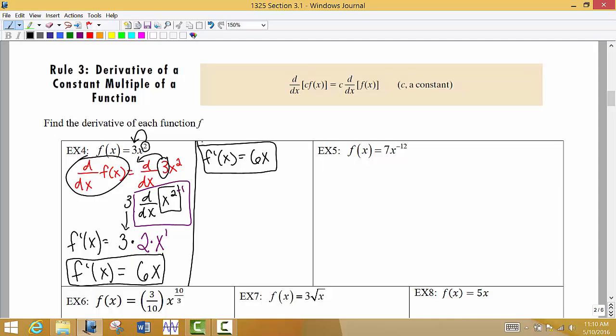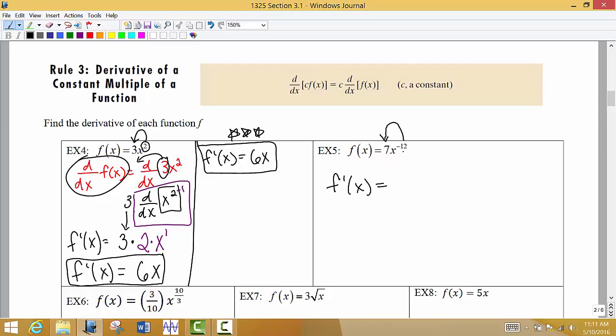The key here is that the constant is not the focus. The derivative that we're looking at really is focusing on x itself. All right, so we're going to make this a little bit faster. We're going to use this shortcut right here. So if I want to take the derivative of f of x equals 7 times x to the negative 12, we're going to make note that we're taking the derivative here. And I'm going to take the negative 12 and multiply it times the existing constant out front, because we know that's what's going to happen anyways.